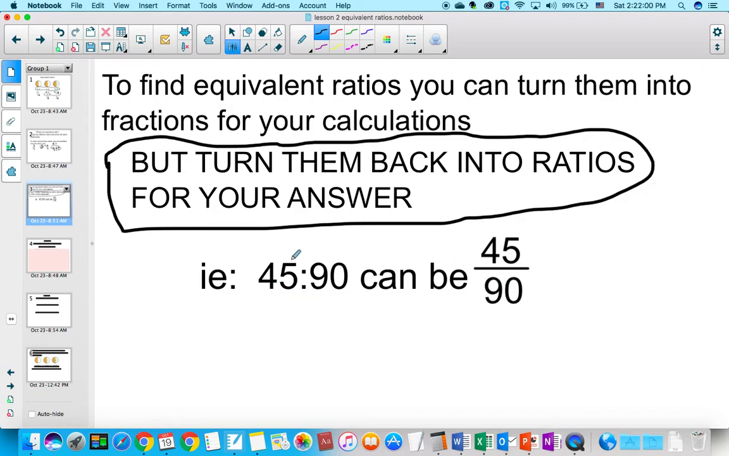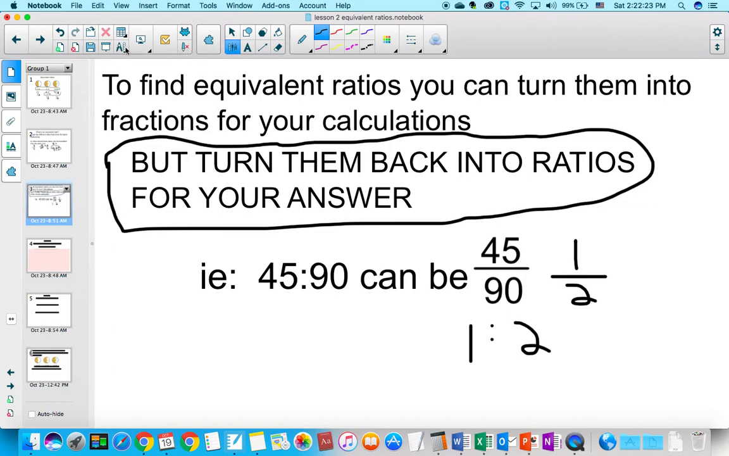So here we have a ratio. We can temporarily turn it into a fraction. And if you look at this fraction, you can simplify it, right? 45, 90, well, that's half. So you can say this, 1 over 2, right? Now turn it back into a ratio. The top number is the first one, 1, colon, and 2.